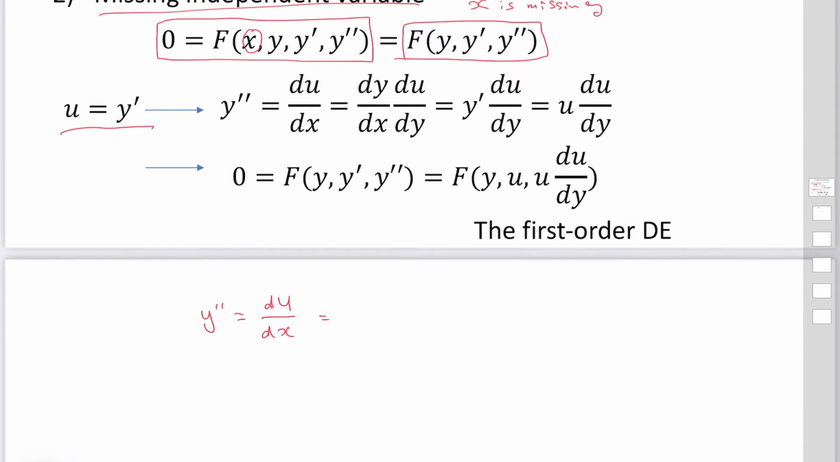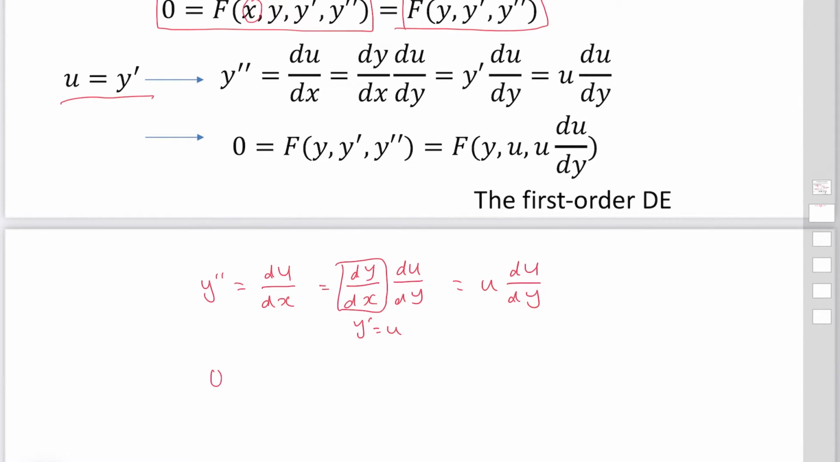y double prime is expressed as du/dx. Then we can apply the chain rule: dy/dx times du/dy. dy/dx corresponds to y prime, which is u. So this is u du/dy. So y double prime is transformed into u du/dy.